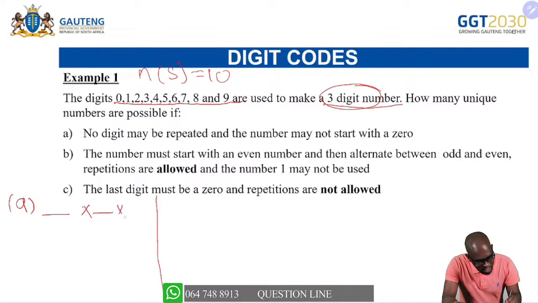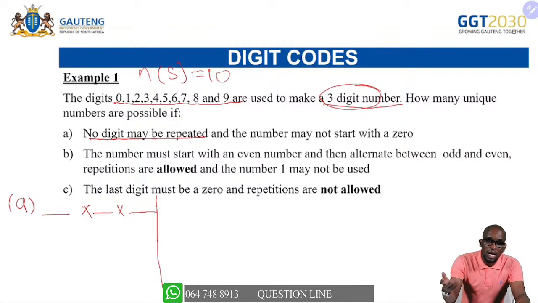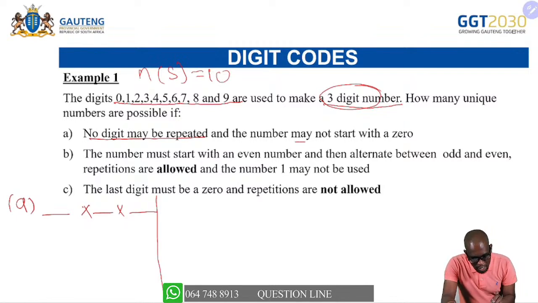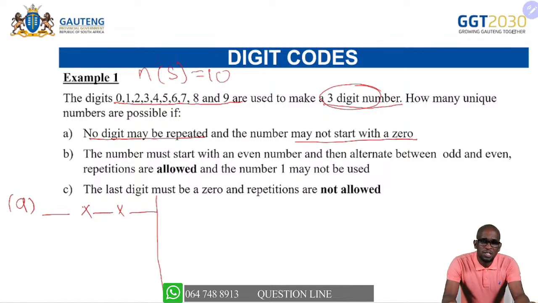So we have 1, 2, 3. We open 3 spaces for those 3 digits. They are saying no digit may be repeated, which means we are not allowed to repeat a digit, and the number may not start with a 0, which means that the leading number, the first number in that particular code must not be a 0. Now we want to determine the total number of unique numbers that we can form here.